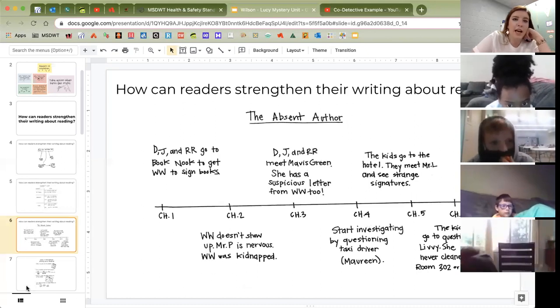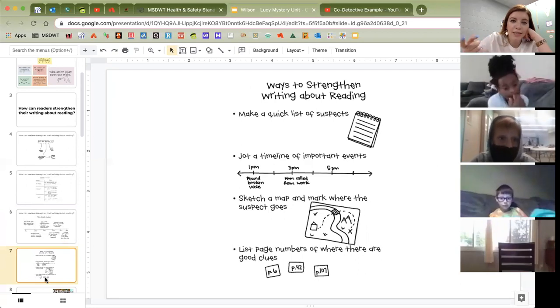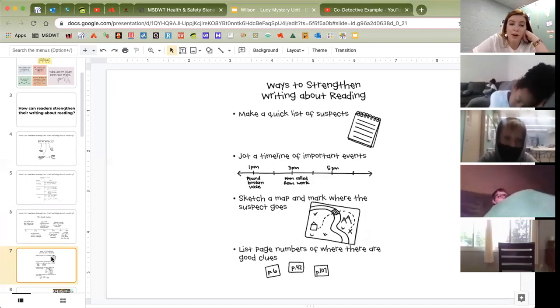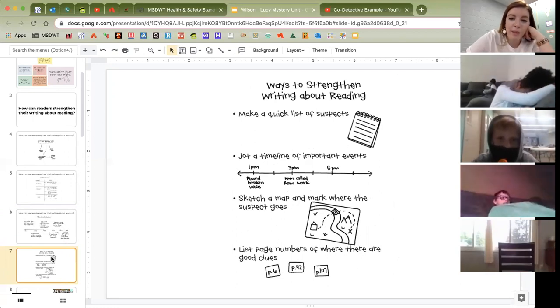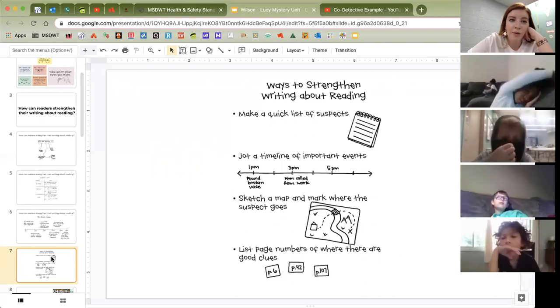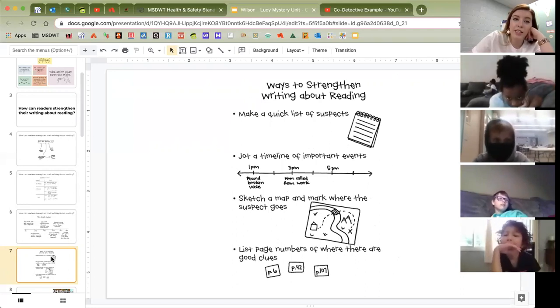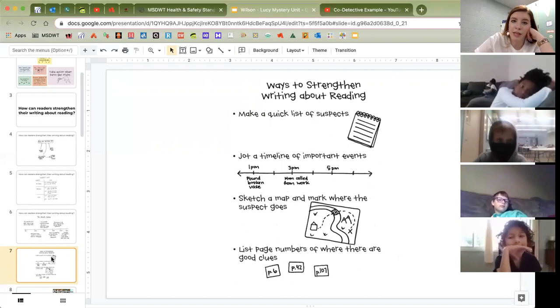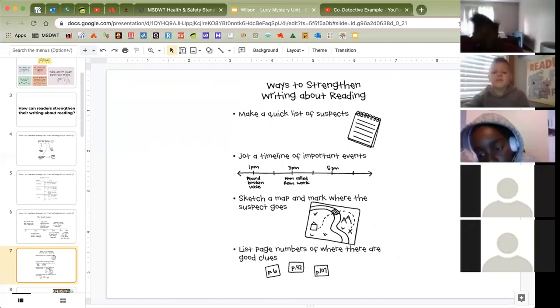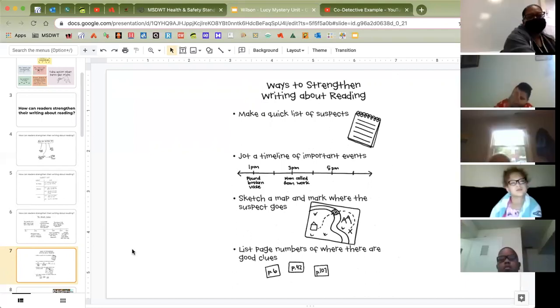All right, so let's go back over the list of ways to strengthen writing about reading, and then I'll show you your independent work, okay? You can make a quick list of suspects, just like Mrs. Rockarenu did. You can jot a timeline of important events, just like Miss Urbanski did. Sketch a map and mark where the suspect goes. And then list page numbers of where there are good clues, like Mrs. Rockarenu did. If yesterday in your writing you talked about mystery reading being tricky, these can be some of the strategies you could use. If not, you need to go back and do the writing from yesterday.